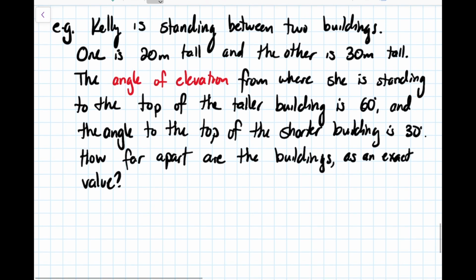So here's our question. We've got somebody who's standing between two buildings. She knows how tall the two buildings are. So one is 20 meters tall, the other is 30. And then we've got an angle of elevation from where she is standing to the top of each of the buildings. So one is 60 degrees and the other is 30 degrees.